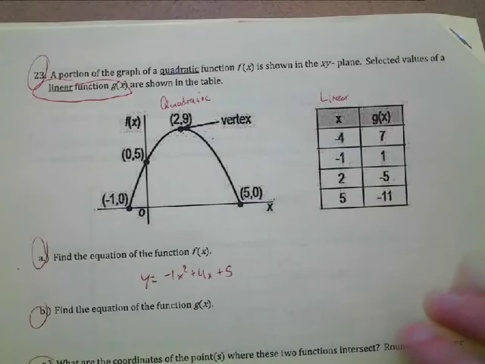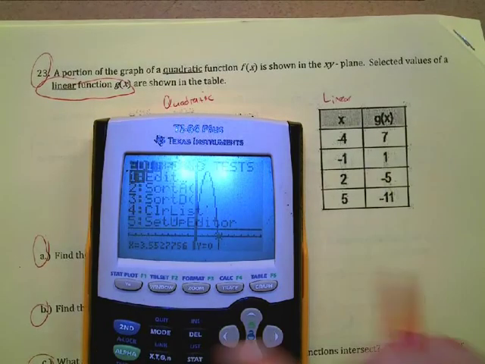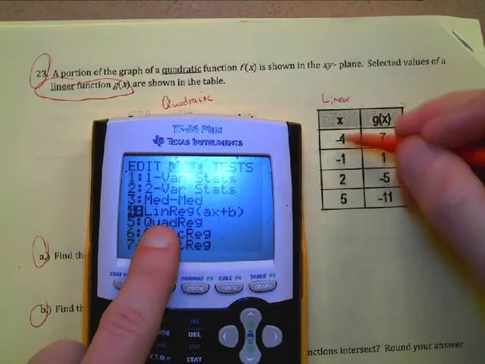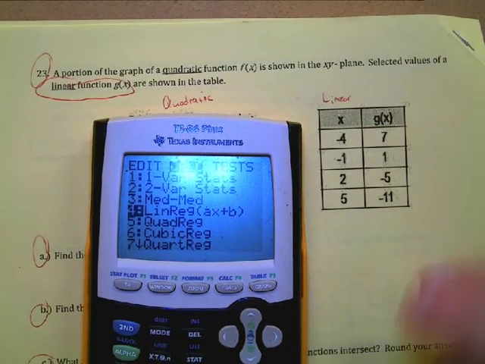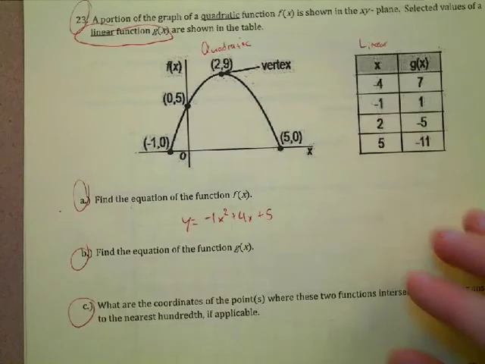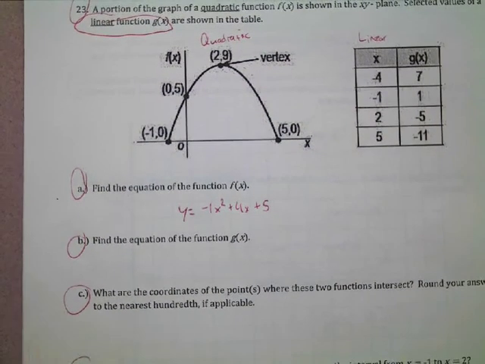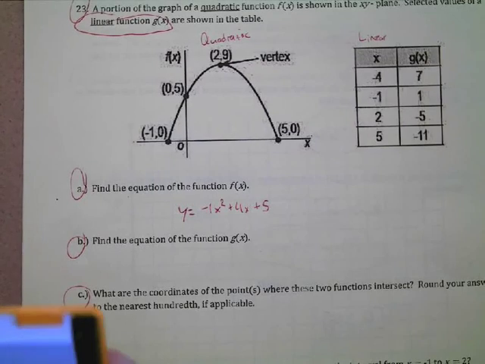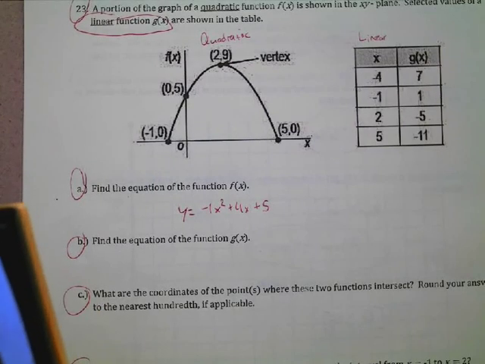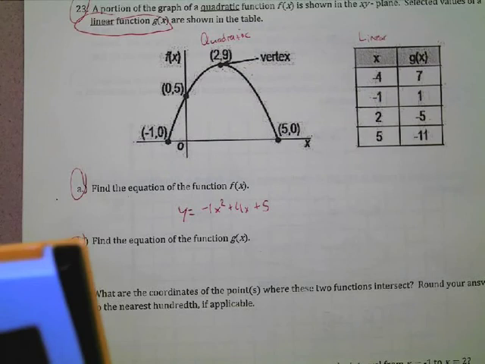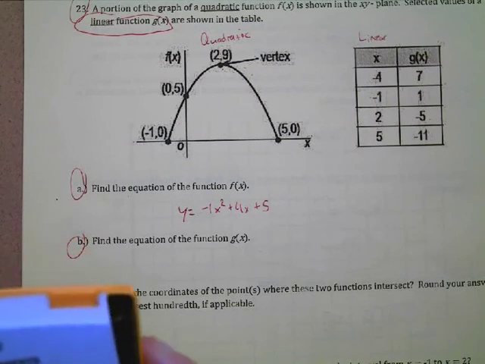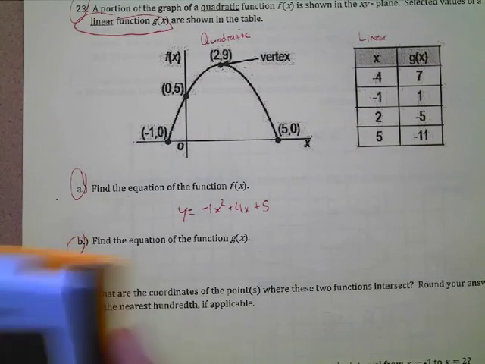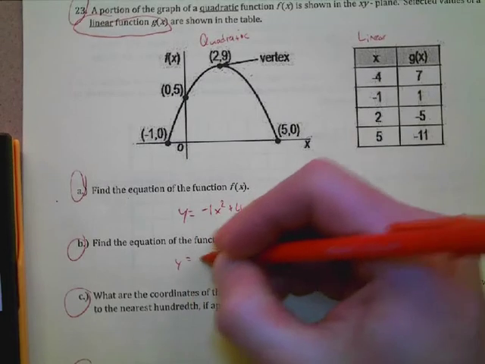All right, 23a, you guys had to do that one for homework. This is where you use that quad reg. So just put in your 4 points here and use quad reg and get this. For the equation of g of x, be careful here. G of x is not quadratic. Selected values of linear function g of x. So in this case, you would use lin reg. You can type these numbers into L1 and L2 and you would use lin reg there. Okay? So I'll do that here real quick.